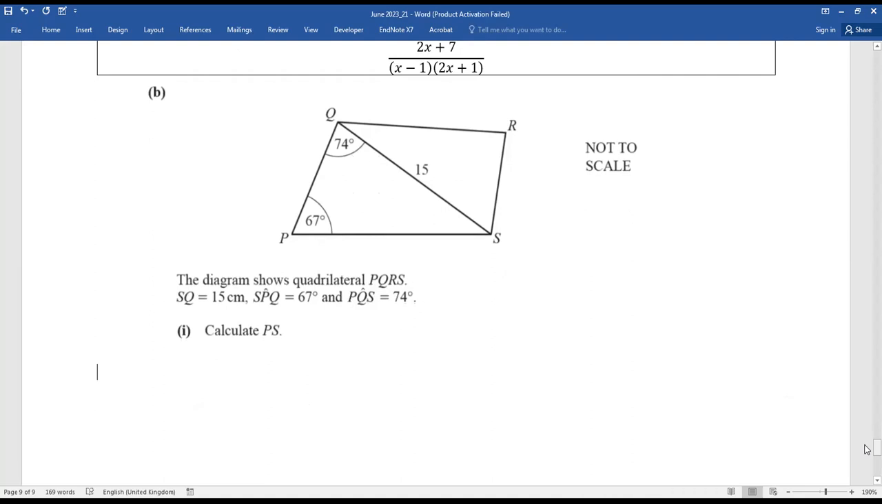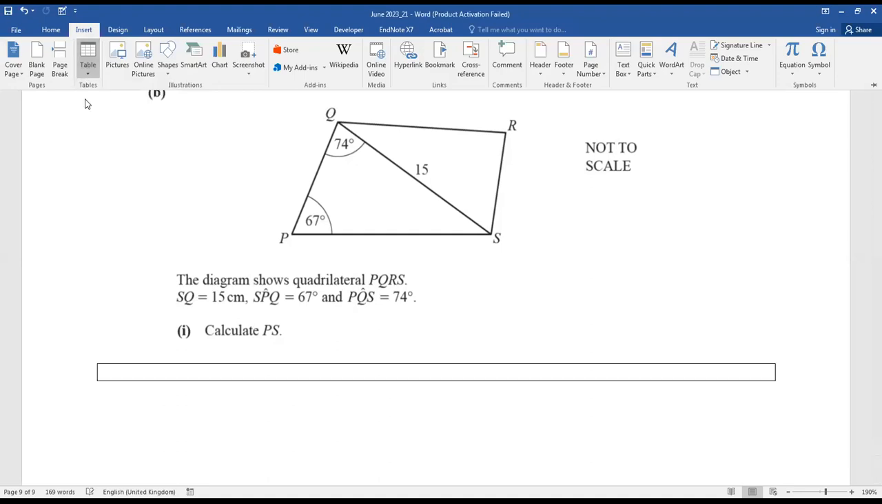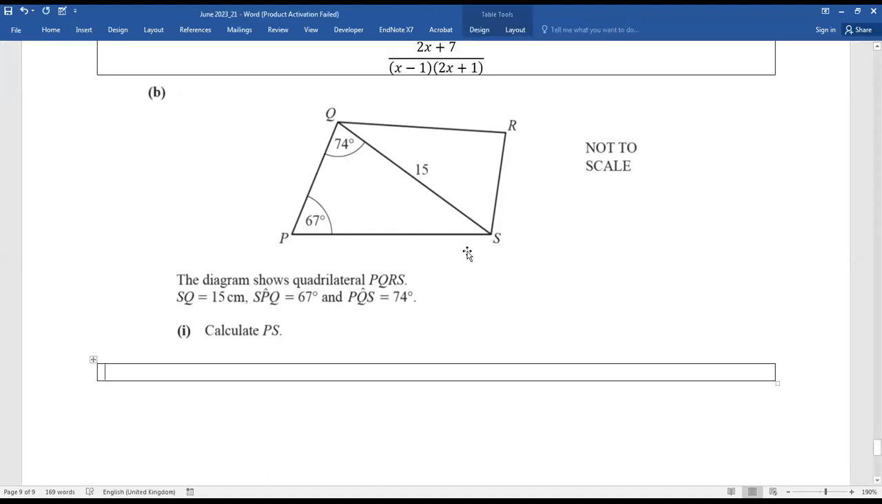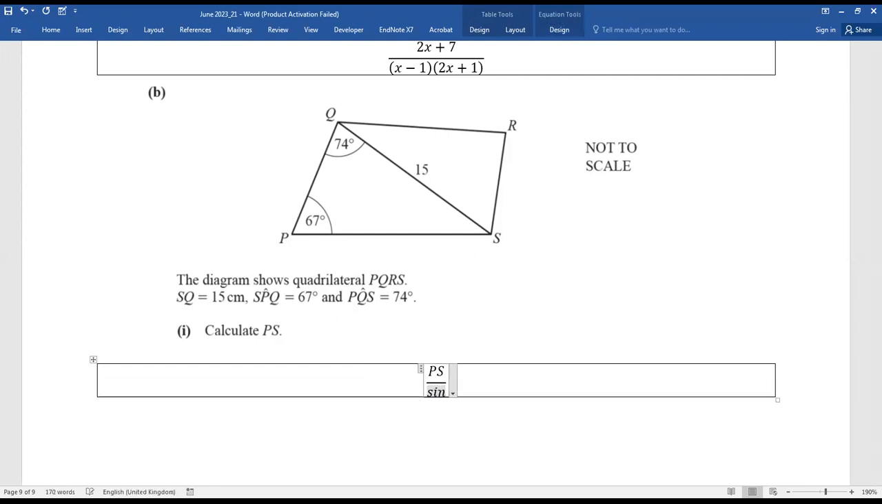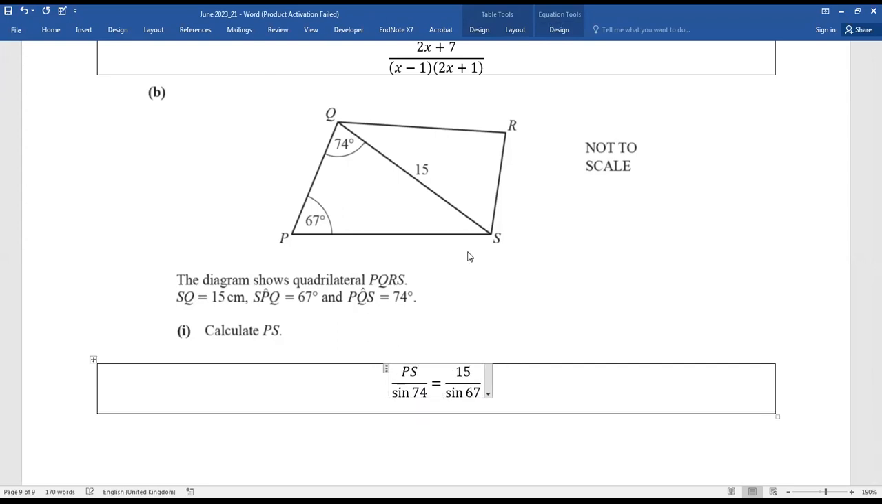The diagram shows a quadrilateral PQRS. We need to calculate PS. This is the length PS. We'll simply use the sine rule, and I've always told you to write the unknown side first. PS upon sine 74 is equal to 15 upon sine 67. So PS is equal to 15 sine 74 upon sine 67.